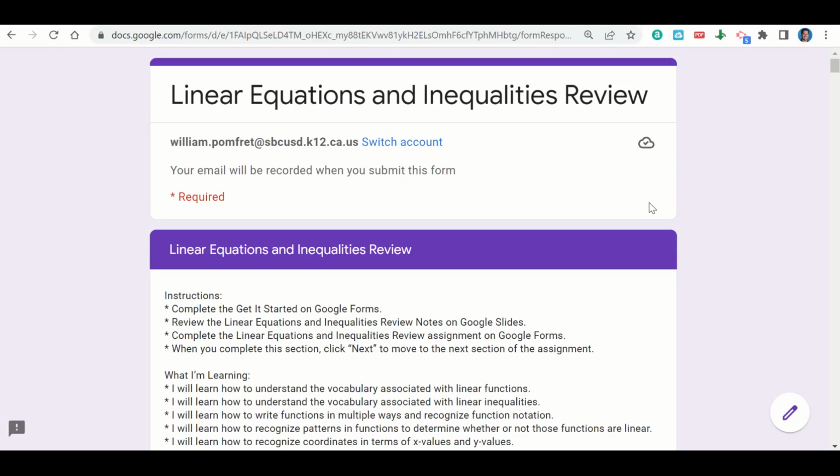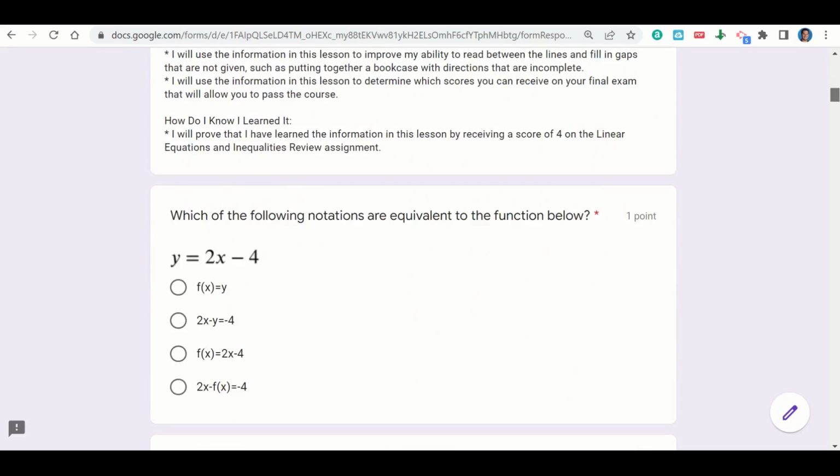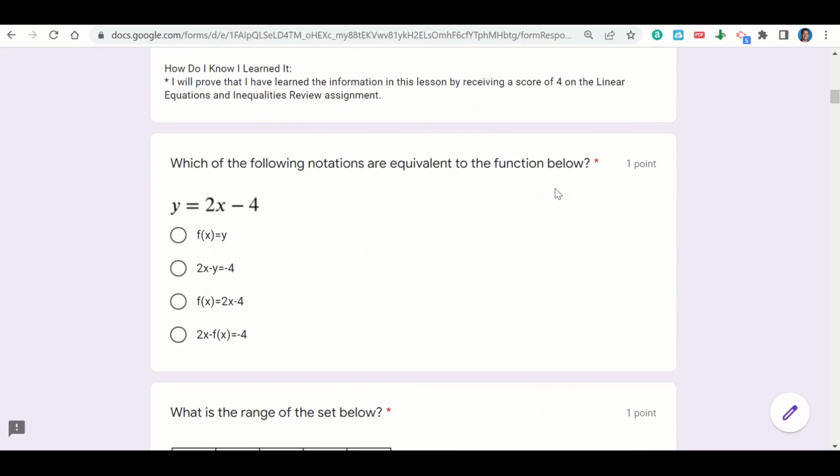Let's take a look now at the linear equations and inequalities review assignment. If you notice at the top of the page, our assignment begins with the learning goals and success criteria. If we continue to scroll down, we get to the questions.